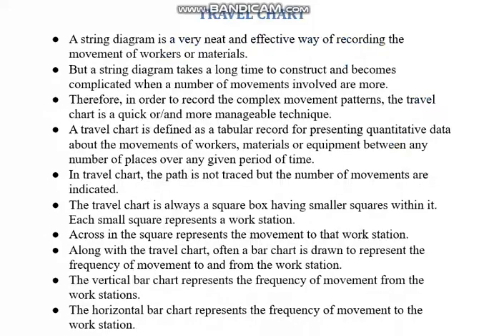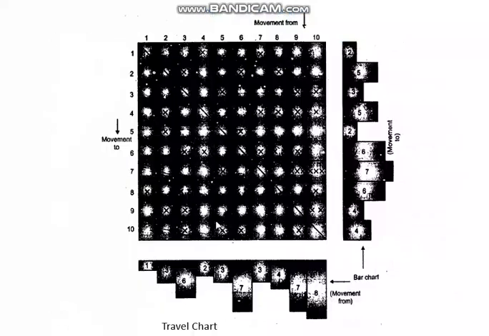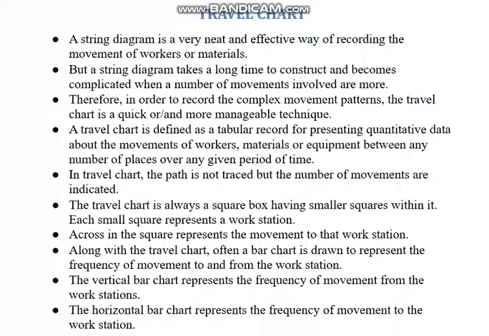So the travel chart is always a square box. Why a square box? If 10 machines are there, we write 1 to 10 here, and again 1 to 10 here also. If 6 machines are there, 1 to 6 this side, 1 to 6 this side. Therefore, it becomes a square. It has smaller squares within it, and each small square represents a workstation, or a machine, or department, or anything.